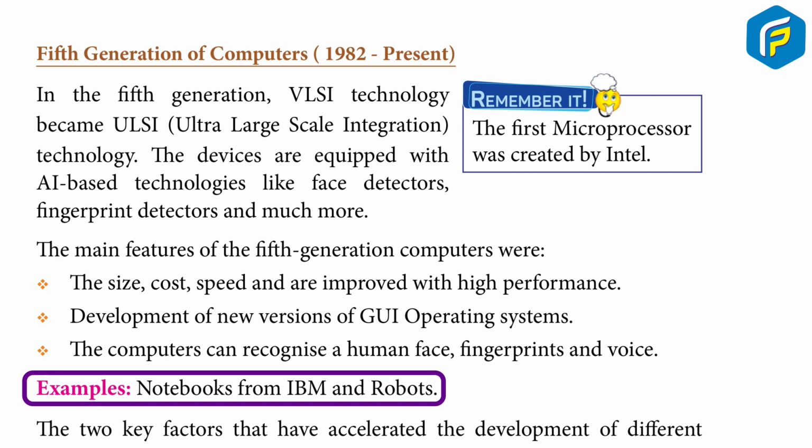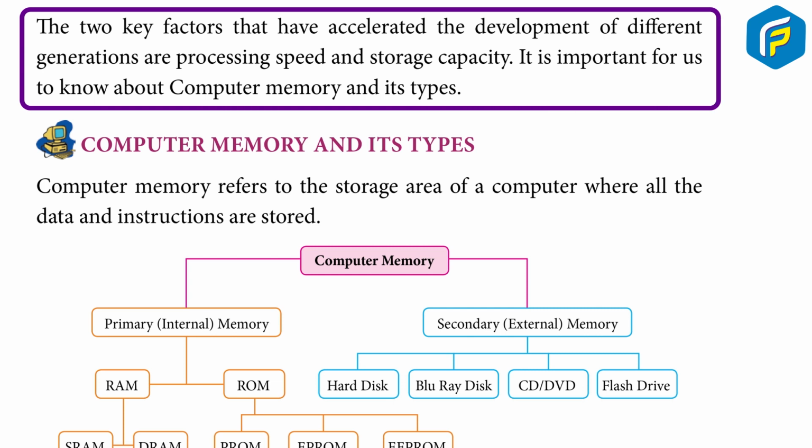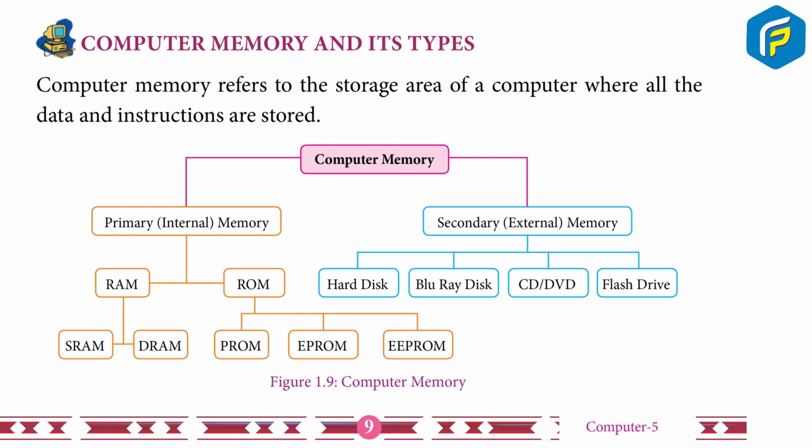Examples: notebook from IBM and robots. The two key factors that have accelerated the development of different generations are processing speed and storage capacity. It is important for us to know about computer memory and its types.